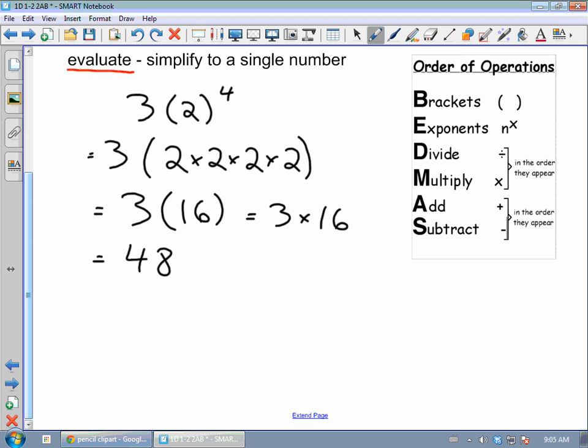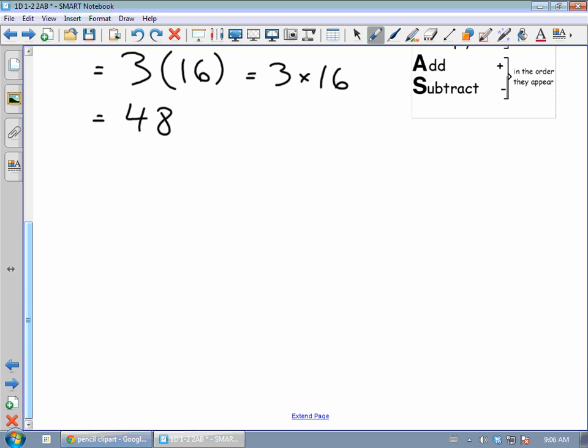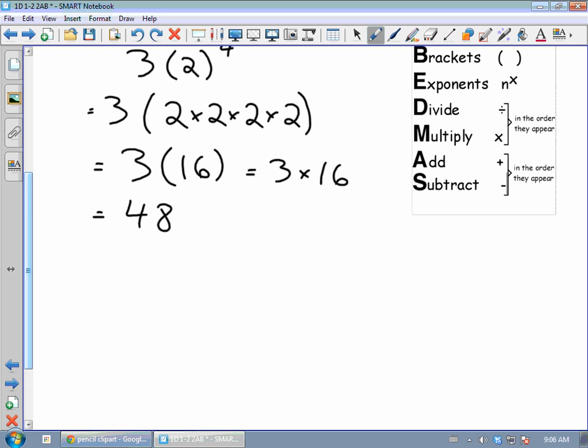Now, brackets always come first. When we talk about brackets, we only do the brackets when we have some sort of an operation to do inside the brackets. So let's look at another one here. Let's say we've got (x plus 5) to the power of x, and let's keep the same value, x equals 2.